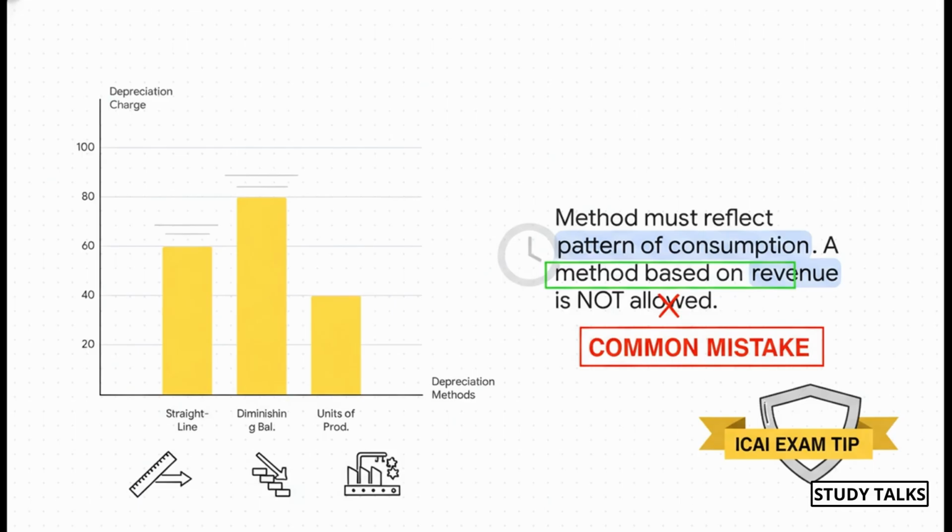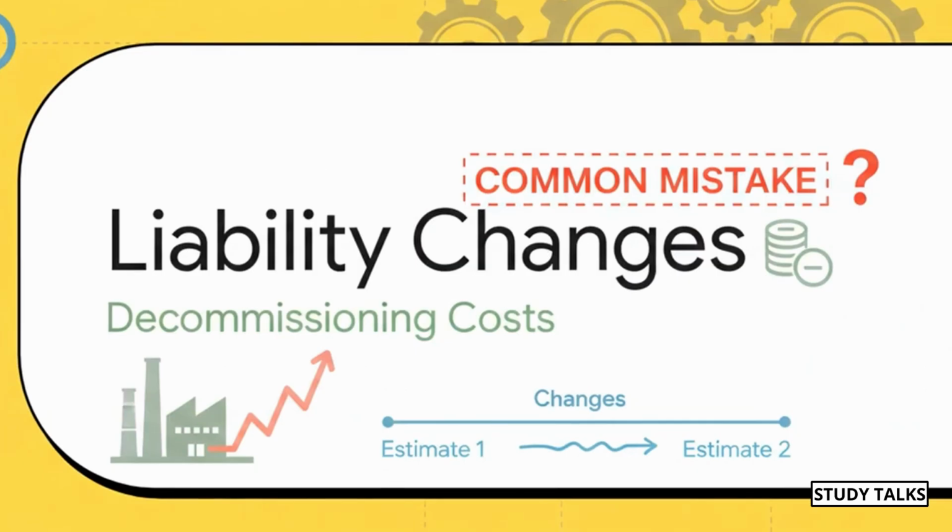Why is it forbidden? Because revenue is influenced by all sorts of things: inflation, your sales prices, marketing, that have nothing to do with the physical wear and tear or obsolescence of the asset itself. So if you see an option to depreciate based on revenue, it's a trap. Avoid it. All right, we're on to our last section now, and this one is a bit more advanced.